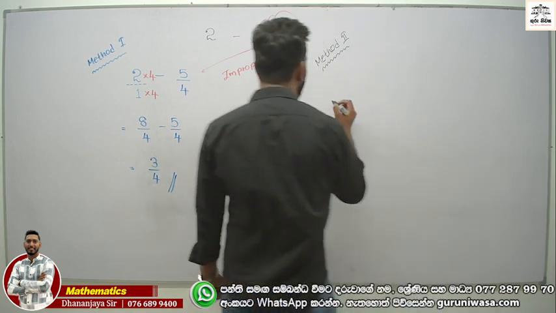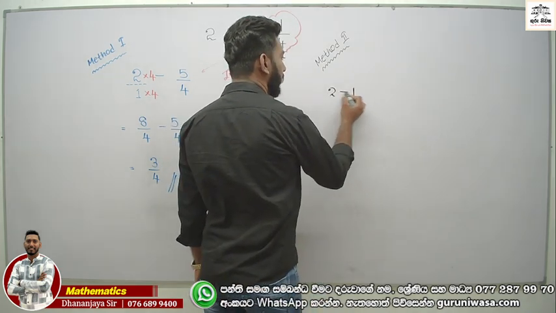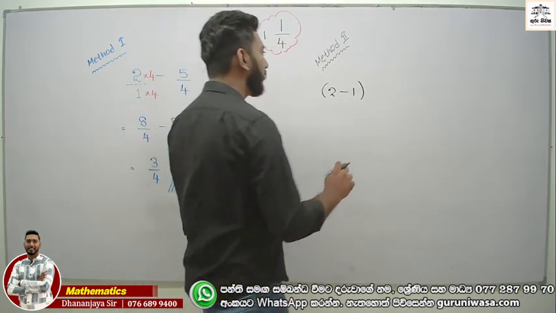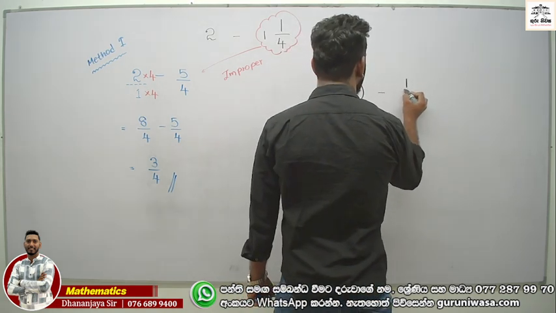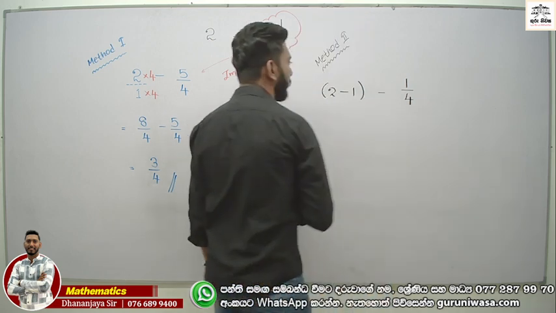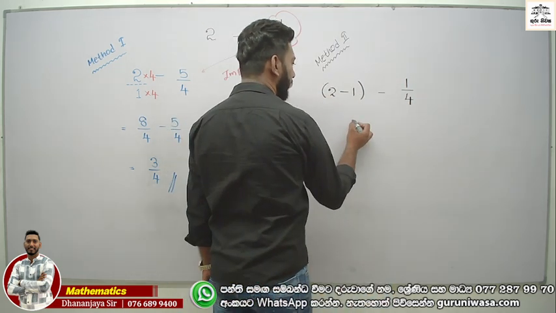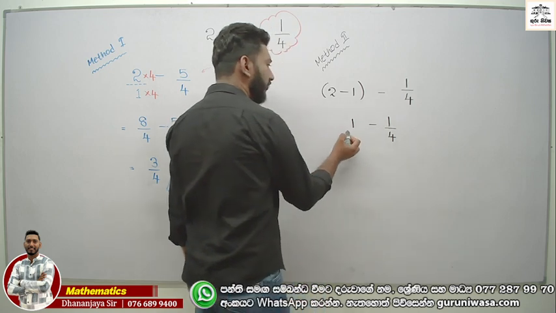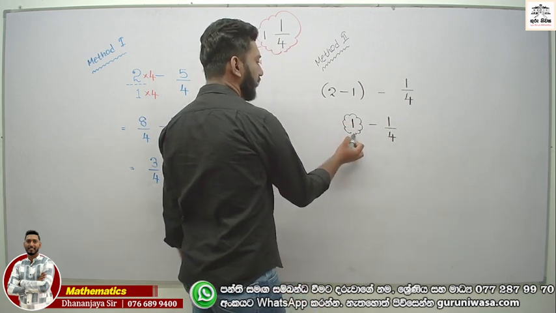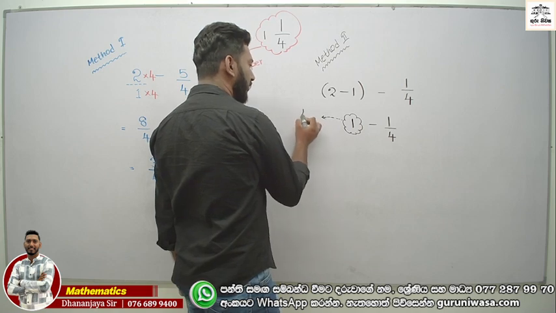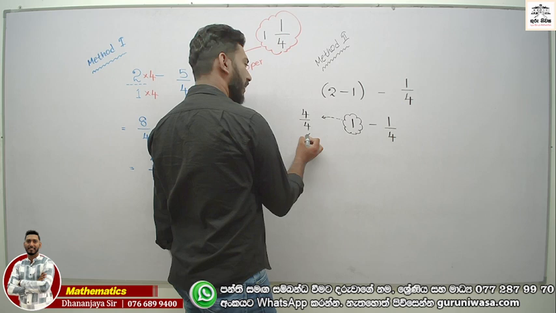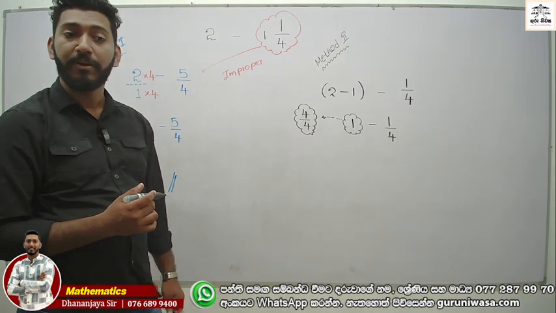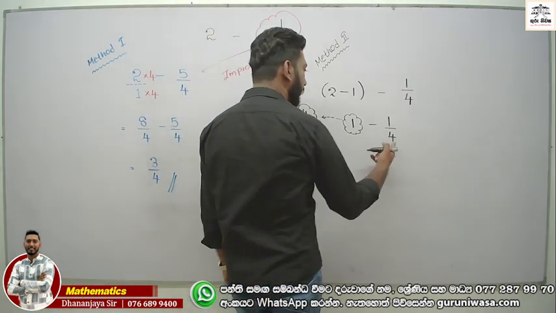Now look at this. The whole number part. You need to subtract 1 from the 2. But you need to also subtract 1 over 4 from it. Now 2 minus 1 is 1, and 1 minus 1 over 4. And you know what is the meaning of the complete 1 here? The complete 1 means 4 over 4. And this is a trick. Therefore, complete 1 represents 4 over 4 because the denominator is 4, right?